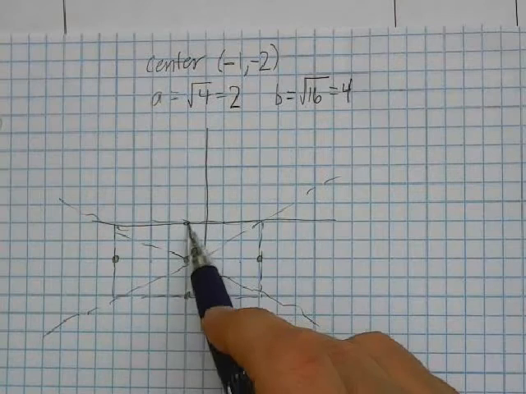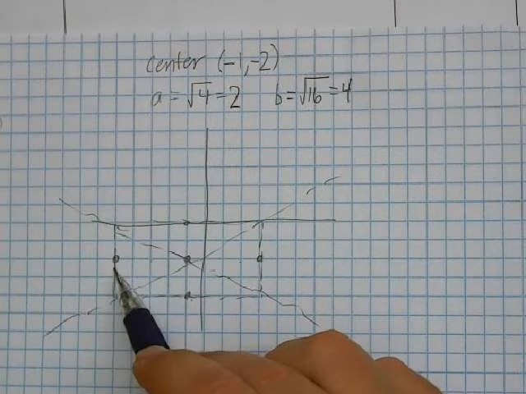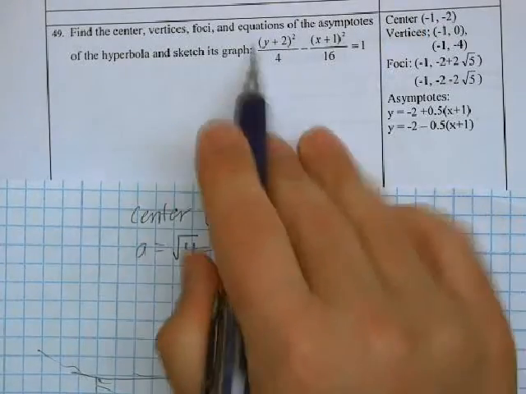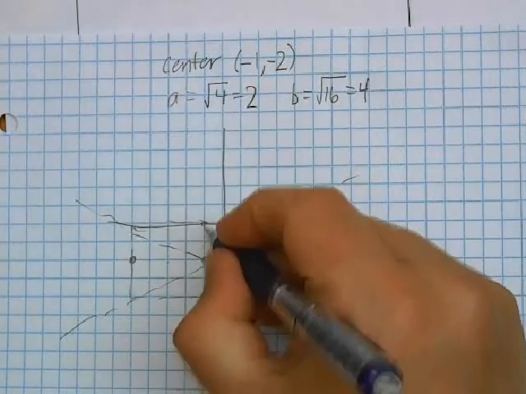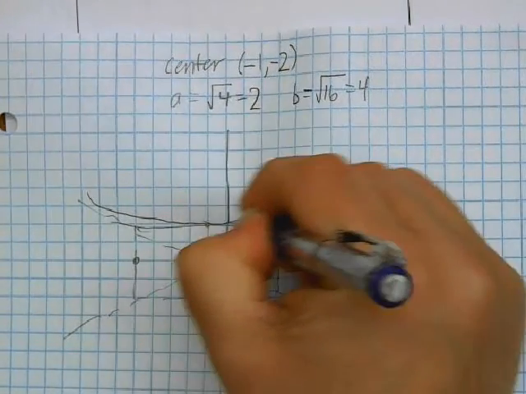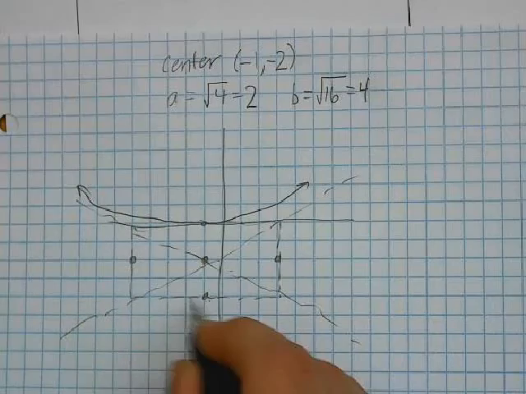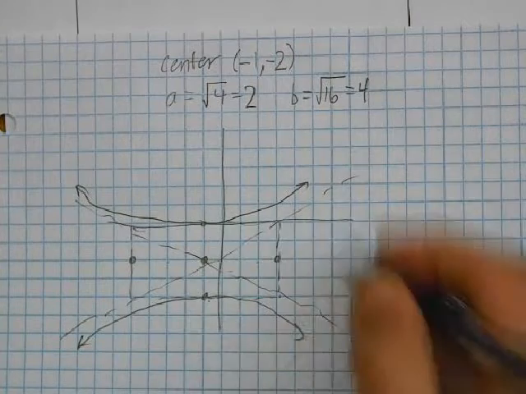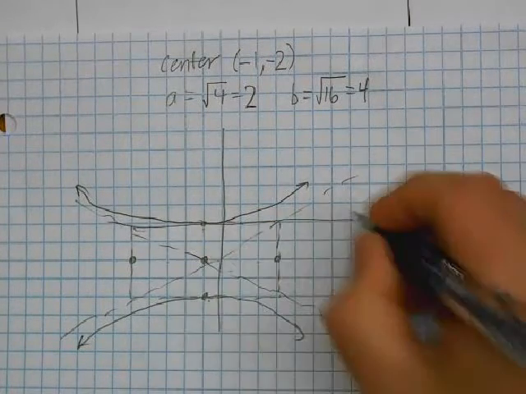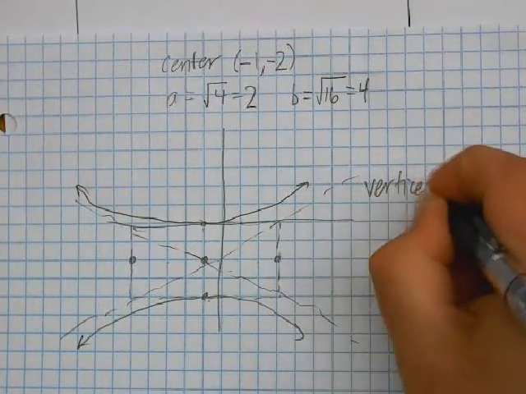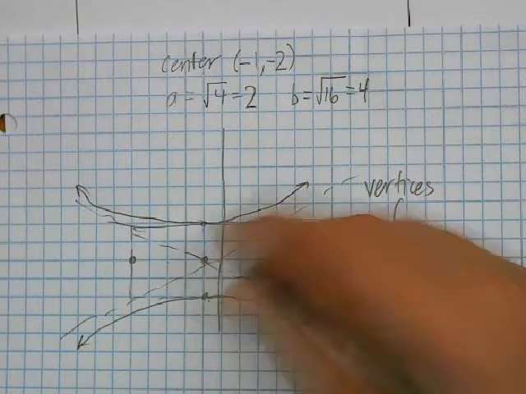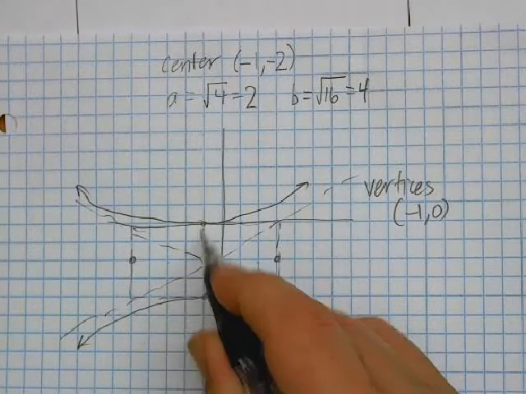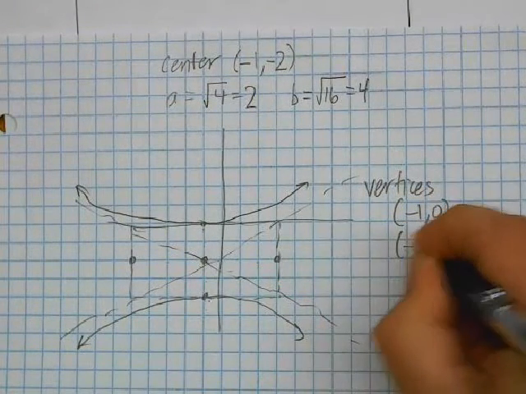Okay, then to draw my curve, I have to decide, am I going to use these 2 points or these 2 points? Well, looking back at the equation, the y squared part is positive, so we're going to choose the vertical. So our vertices are these 2 points here. So we've got -1, 0, and -1, -4.